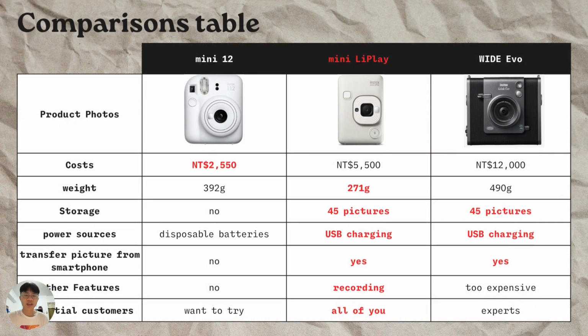And this is one of the example pages from my midterm project. In this table, I compare important factors like the cost, weight, storage, power sources, and so on. To keep the audience focused, I use red color to highlight the most important items in each column. In addition to the text, I also include product photos in the table so the audience can have a clear image of each model, such as the Wide Evo, the Mini Display, and the Mini 12, and this helps them visually understand which camera I am comparing.